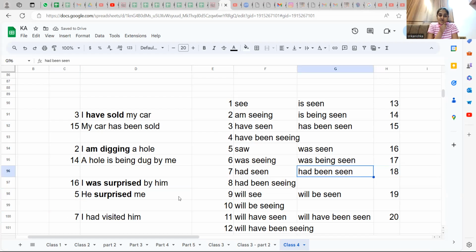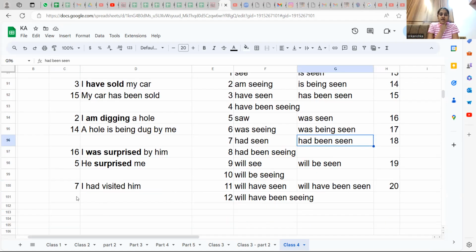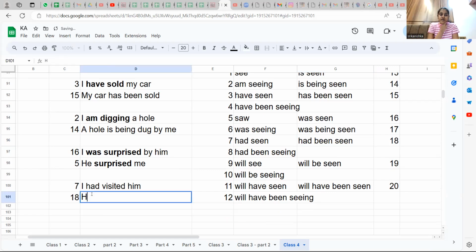Yeah, now you tell me, you change the subject to object, object to subject. He had. Very nice. I'm going to change, do this as 18. Him becomes he. He had been. Had been. Visited by me. Very nice. This is what I wanted.